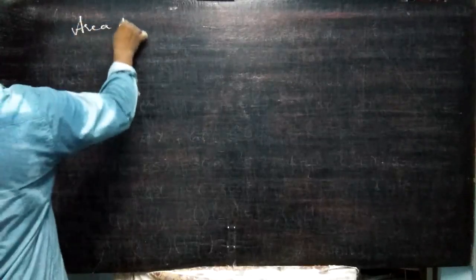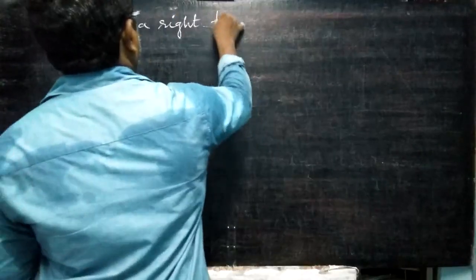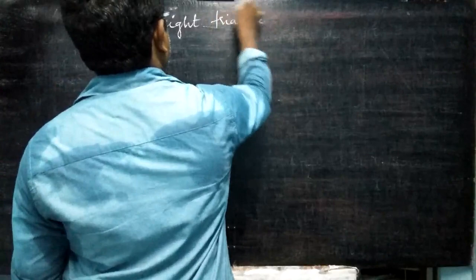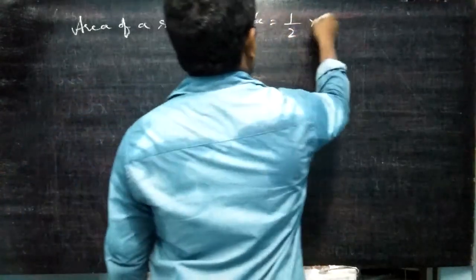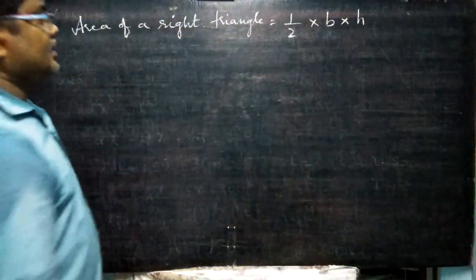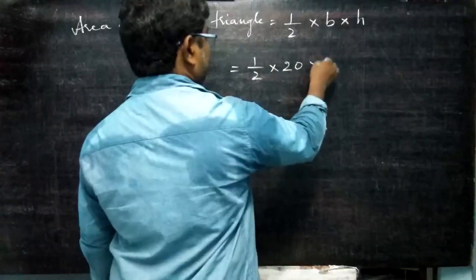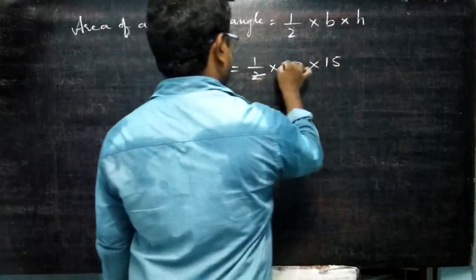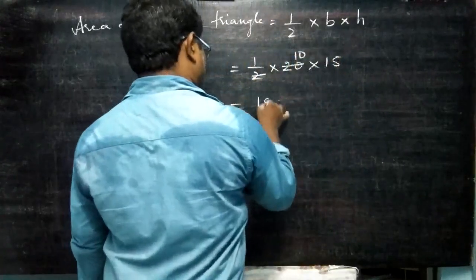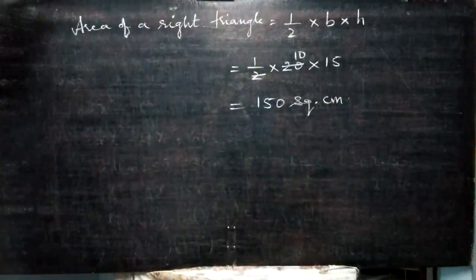They told to find the area of a right triangle, which is equal to half base into corresponding height between the right angle. Half into 20 into 15, 2 goes 10 times, so 150 square centimeters, or otherwise you can write it as centimeter square also, that is also correct.